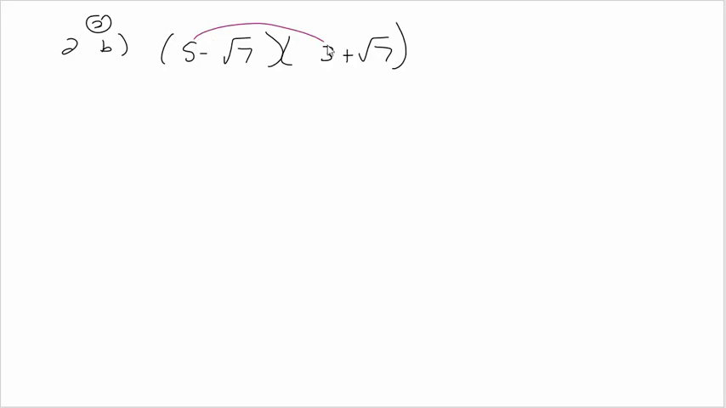All right, 2b is also worth 2 points. And we are going to FOIL this guy because we have a binomial times a binomial. All right, so 5 times 3 is 15. And then 5 times root 7 is 5 root 7. And then we're going to do root 7 times 3 and root 7 times root 7. So root 7 times 3, negative root 7 times 3 is minus 3 root 7.